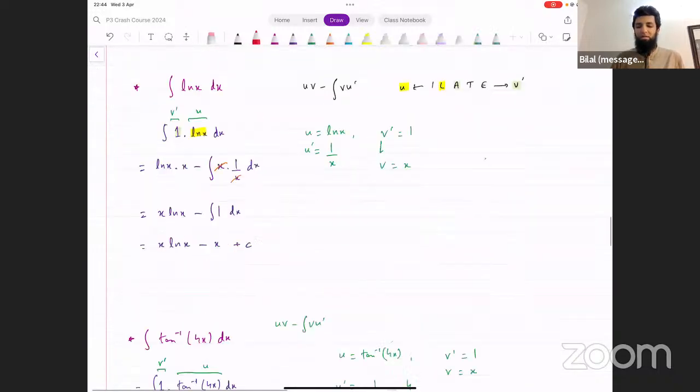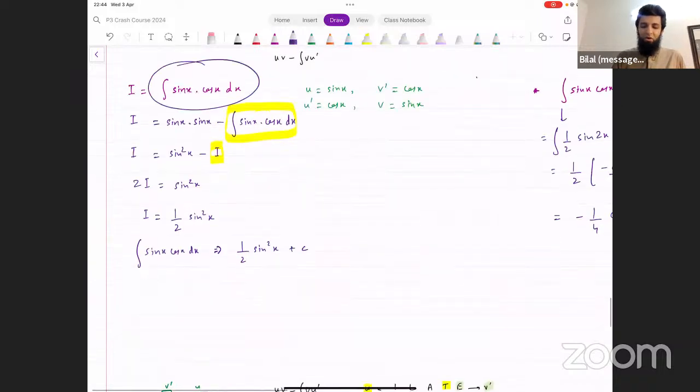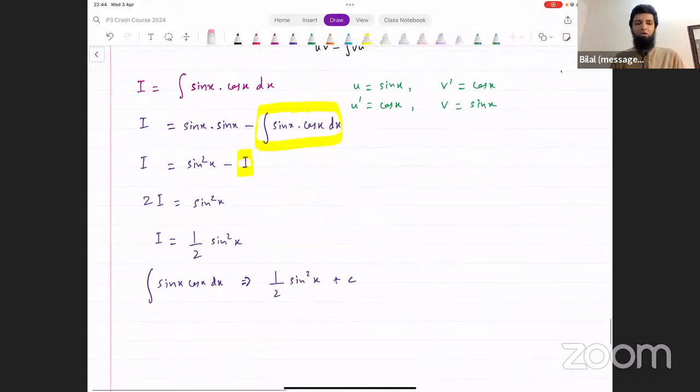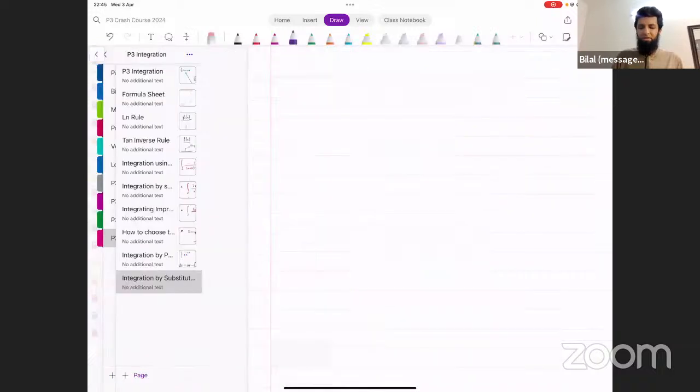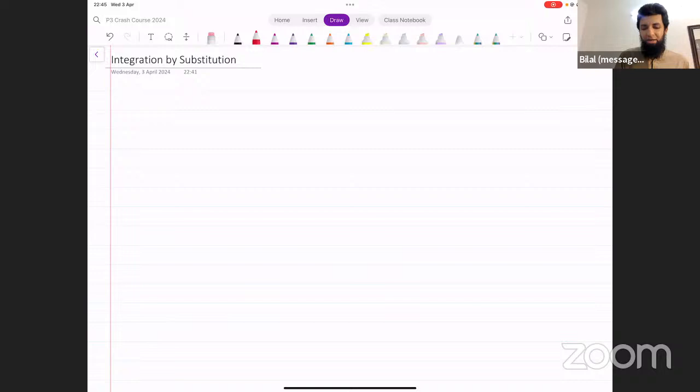For example, in the last class, we integrated this function sine x into cos x using integration by parts. We learned how to do it by making a loop like this, right? Where the same integral comes again when you apply integration by parts. But you could actually do the same thing using substitution as well. But if you were required to use substitution, they will tell you in the question that you have to use substitution. So let's take an example. Let's say they ask you to use this substitution.